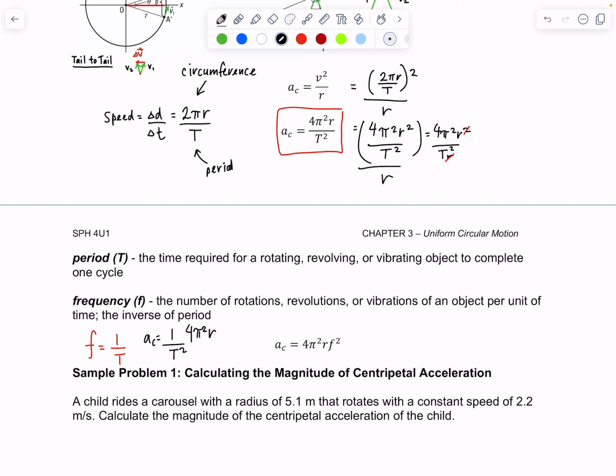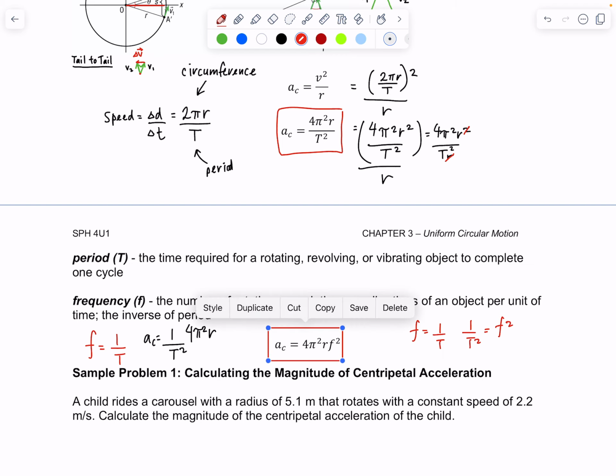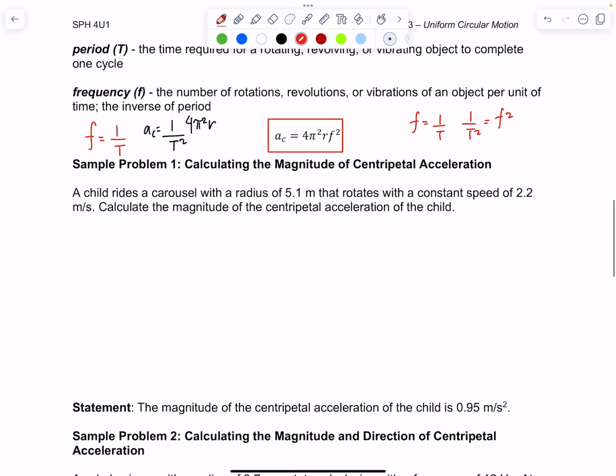Remembering that f equals 1 over T, so 1 over T squared equals f squared, we can then rewrite the equation for centripetal acceleration as 4 pi squared r f squared. Let's start by taking a look at an example. Sample problem number 1.